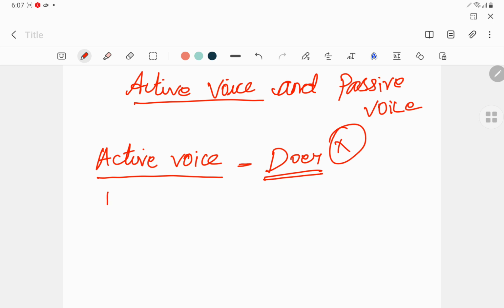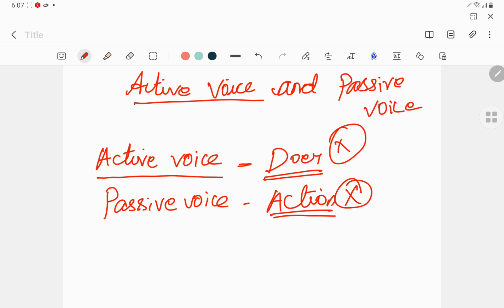So for passive voice, which is important? For passive voice, the action is important. So which is important here? Action is the important one. Okay, for active voice the doer is the important one, for passive voice the action is the important one. So this is the first thing we want to know about active voice and passive voice.